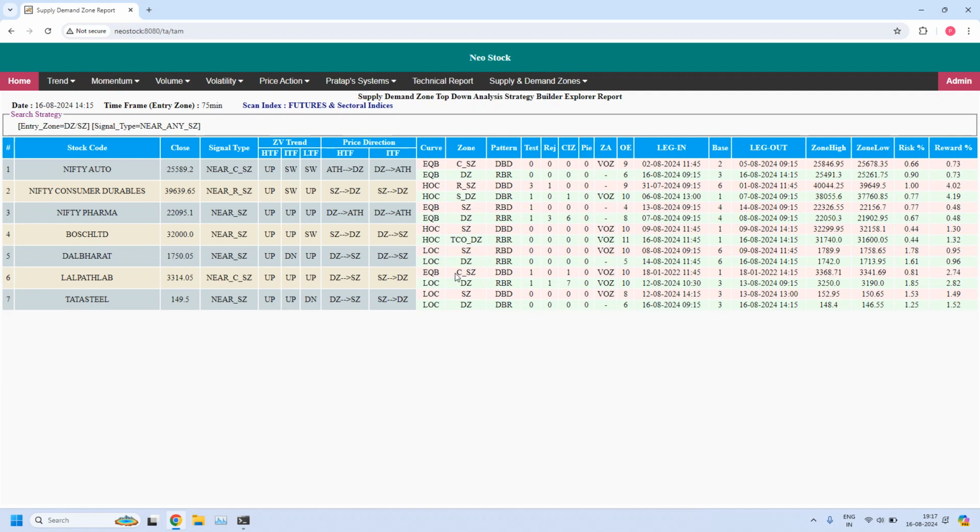And we have Lalpat Lab having a high liquidity, 75 minute supply zone, already tested once. And if you can fine tune a fresh fine tuned 5 minute zone, you can plan a trade. We have only one high liquidity supply zone from this list, from the 75 minutes time frame.